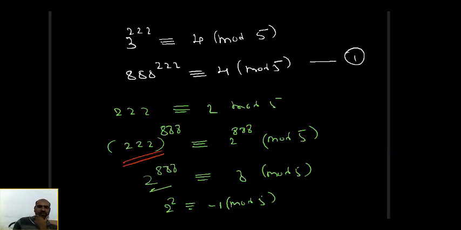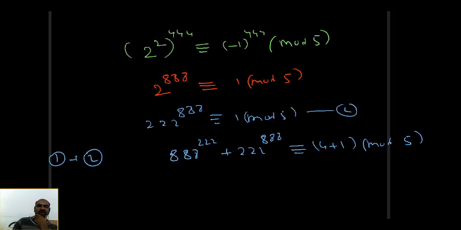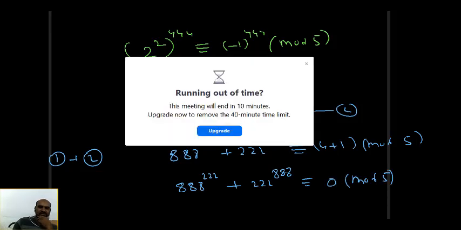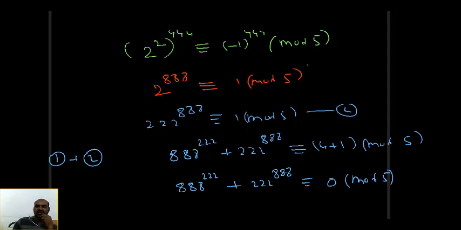Because here you get 4 with no remainder, and here 1 remainder, so the addition gives remainder 5. So 8, 8, 8 squared plus 2 to the power 8, 8, 8 is congruent to 5 modulo 5, that is 0 modulo 5. This means that the required remainder is 0. The remainder is 0.